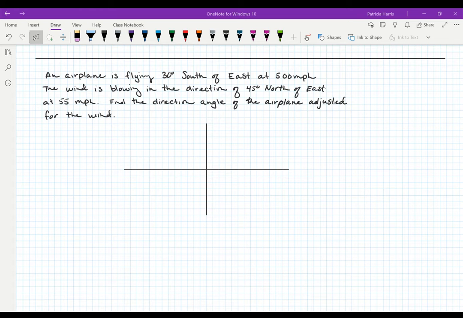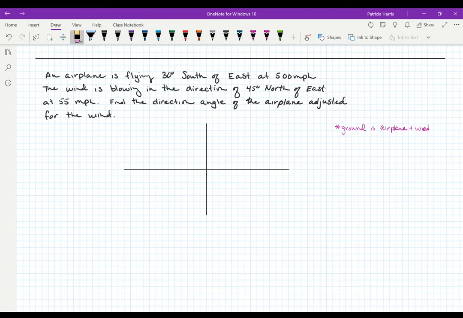Okay, so I always like to draw these things. It kind of makes it a little bit helpful. So if I know that anything to do with the ground is the airplane plus the wind, that's going to help. Okay, so ground is airplane plus the effect of the wind.